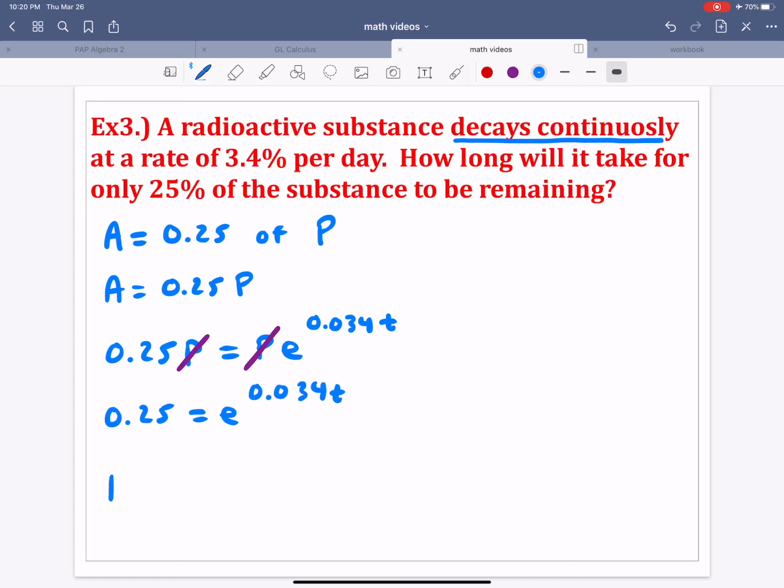So now we're going to write this as a natural log. We'll do natural log of 0.25. That equals 0.034 times t. And then this turns into a graphing calculator problem. We're going to take the natural log of 0.25, and then we're going to divide that by 0.034.